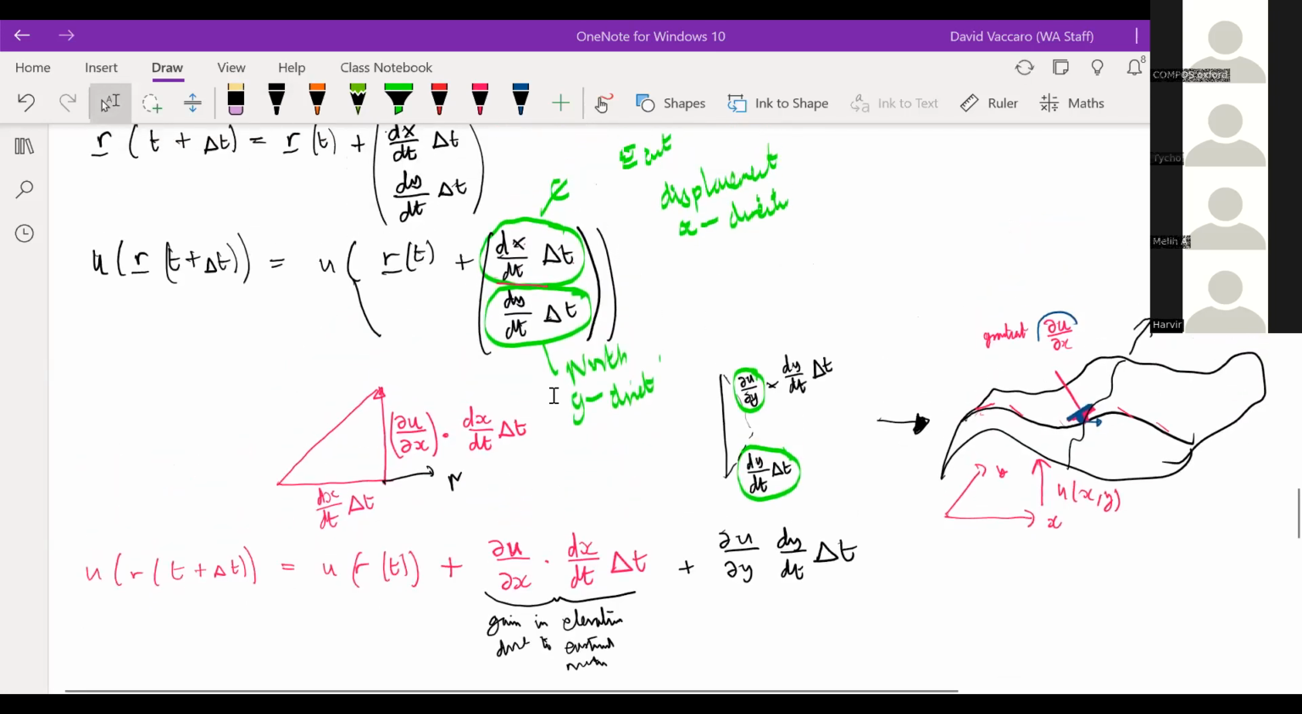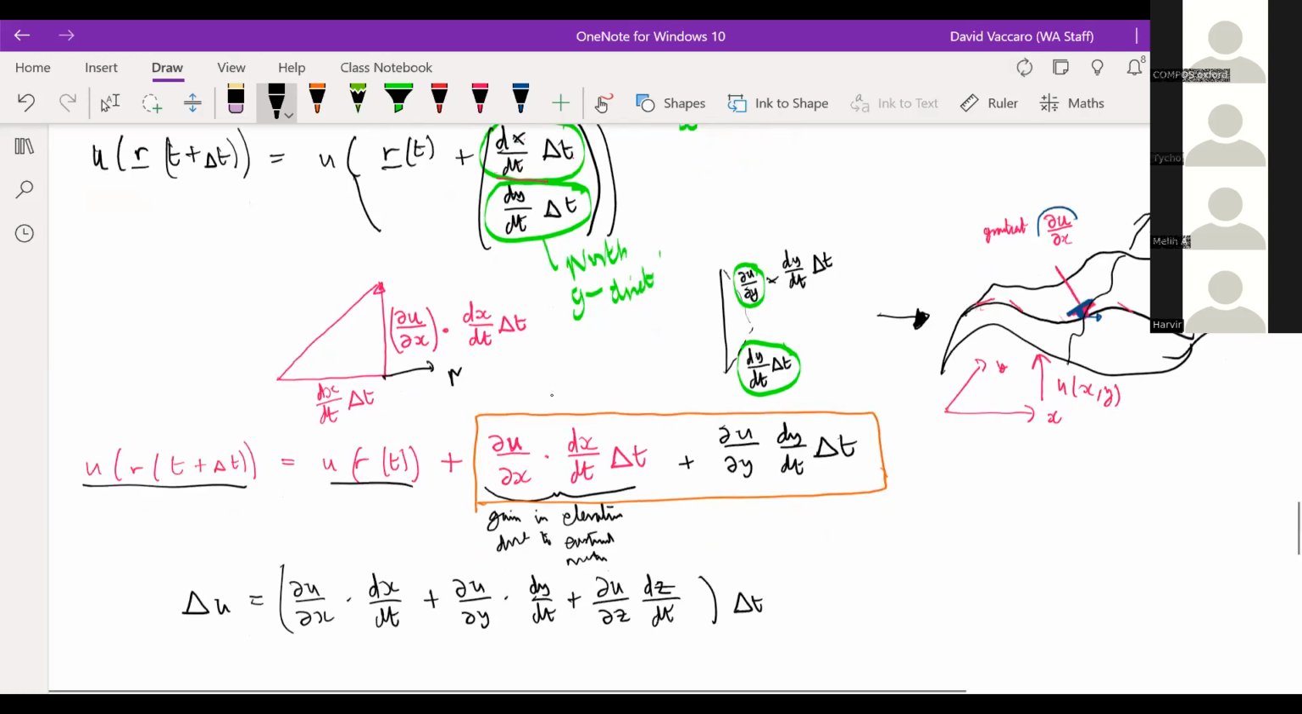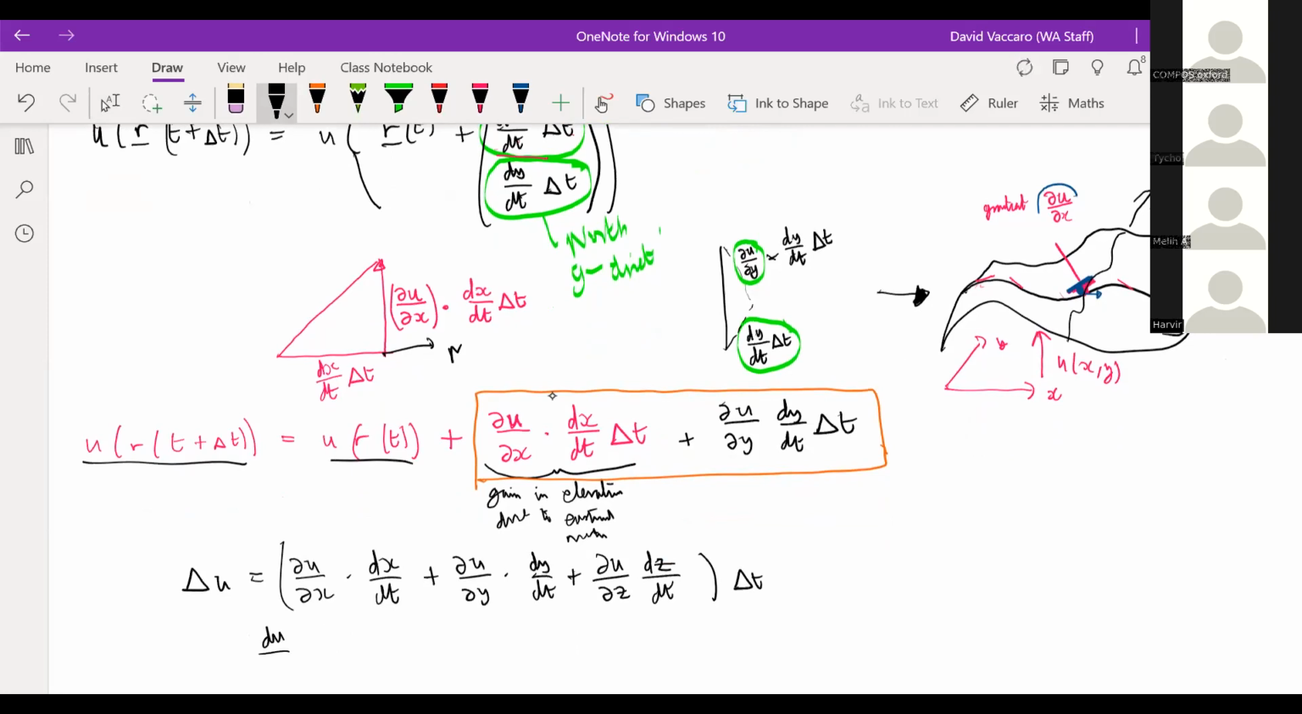That's brilliant. Okay, so overall, the gain in my elevation is these two components. So delta U, the difference between this and this, is du by dx times dx by dt plus du by dy times dy by dt, all multiplied by dt. But if I do it in 3 dimensions, I can also put in my vertical motion. Then if I divide by dt, I get du by dt is equal to du dx dx dt plus du dy dy by dt and du dz dz by dt.